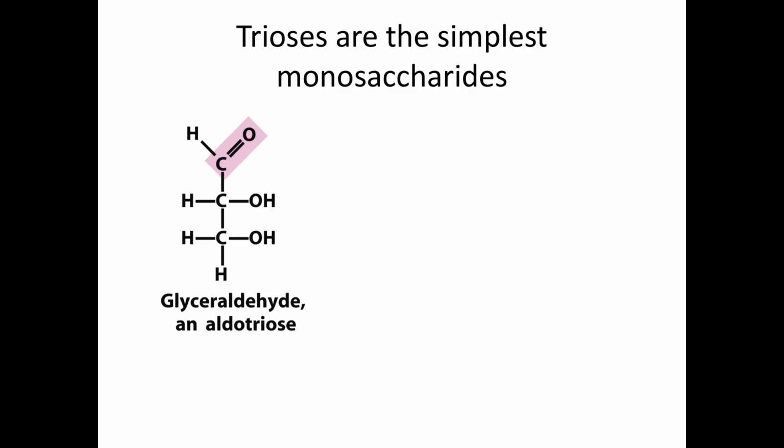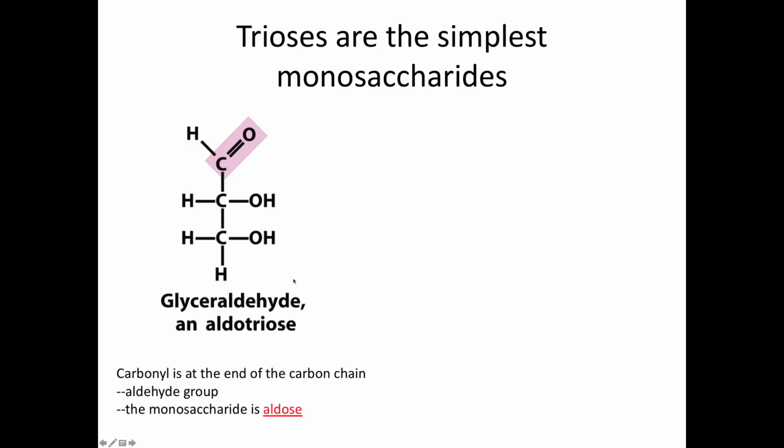All monosaccharides can be grouped into one of 2 categories. So that can either be an aldose or a ketose. And the class to which they belong is dependent on the placement of this carbonyl that's shown in pink here. So this is glyceraldehyde. This is an aldotriose. The carbonyl is at the end of the carbon chain. That makes it an aldehyde group, and then this monosaccharide is an aldose.